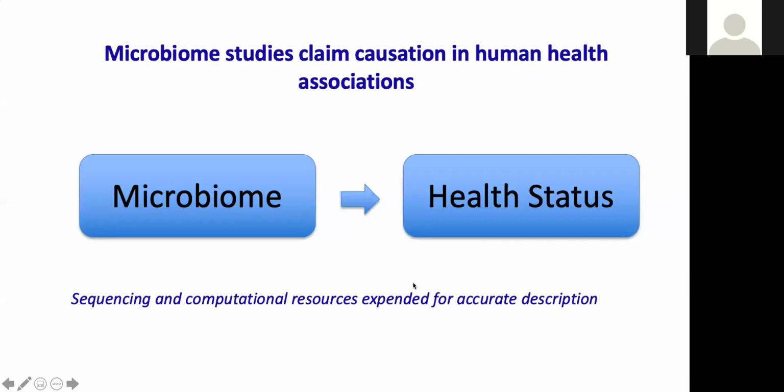And as a consequence of the explosion in interest in microbiome over the last decade, there have been many claims regarding effects of the microbiome on health status. And these claims come from observational studies based on sequencing and computational resources, which are trying to attribute certain communities of microbes with certain health conditions, such as neurological disorders and cardiovascular disorders and so forth.